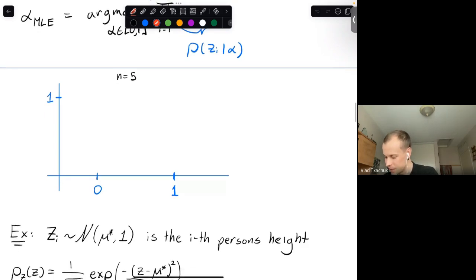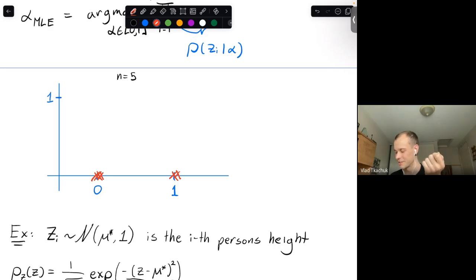So perhaps on the first coin flip I get a 0. On the second coin flip I get a 1. Then I get another 0. Then maybe I get one more 0. And these are just x's all overlaid on 0, so it means I got 3 zeros so far. And then I got maybe one more 1. So this is my data set of 5 samples. So I've got this data.